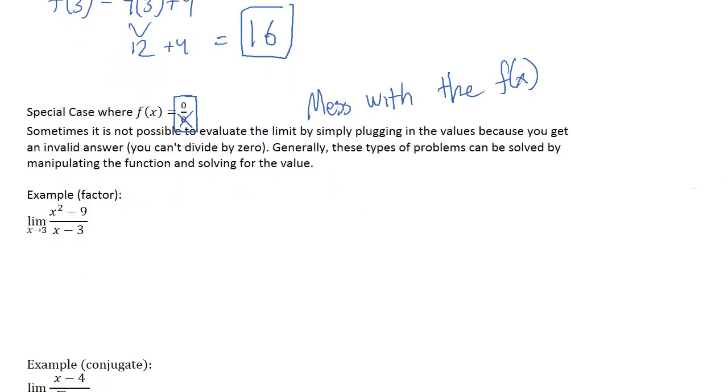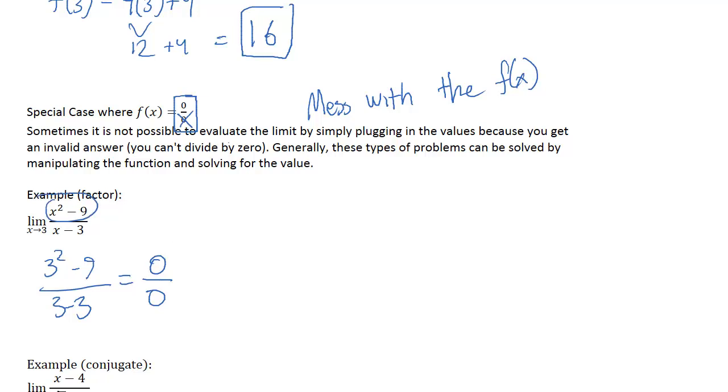So let's see an example here. The limit as x approaches 3. And now let's try to solve it the way we solved the other ones. So that would just be 3 squared minus 9 over 3 minus 3. 3 squared is obviously 9. 9 minus 9 is 0. 3 minus 3 is 0. We get 0 over 0. So what do we have to do?